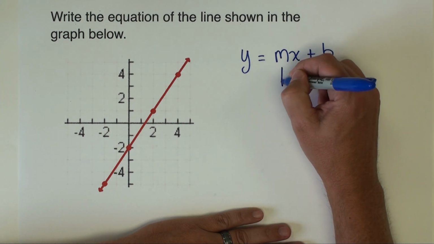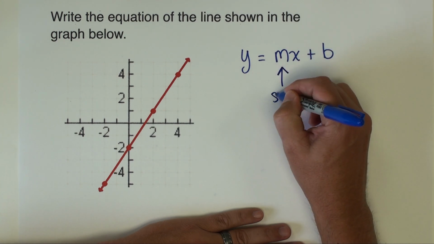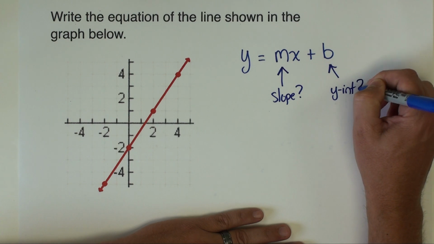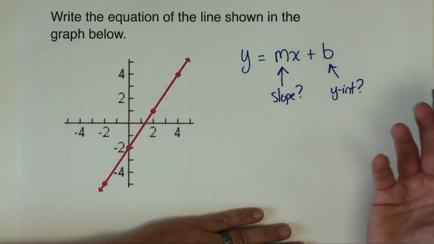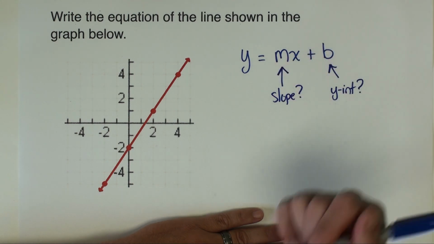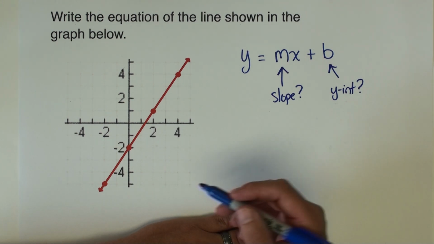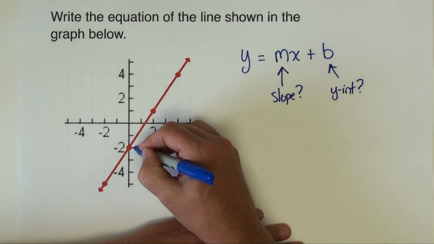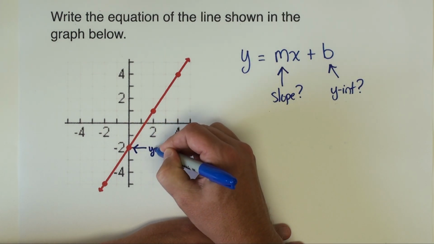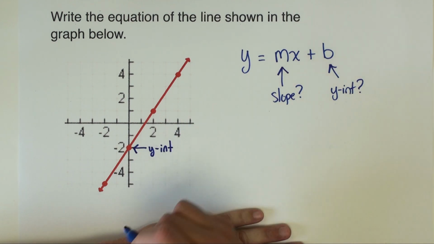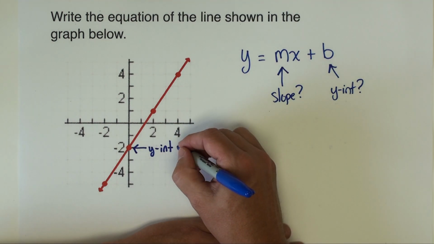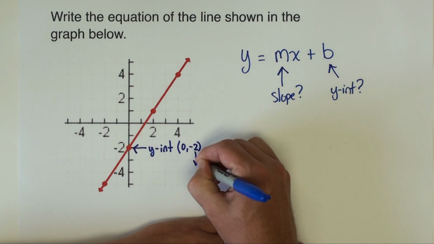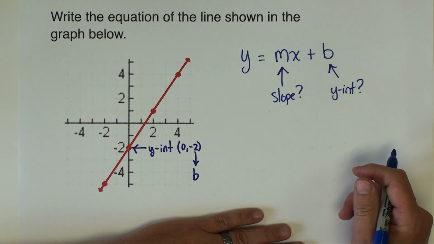And what we need to figure out based on the graph shown is what's the slope and what's the y-intercept. If I can figure out these two numbers, then I'll replace the m and the b with those values and it'll be finished. So I'll start with the b, which is the y-intercept. I can look right here and I can see where the graph is crossing the y-axis. It's crossing the y-axis at the point (0, -2), which makes the -2 the value of b.